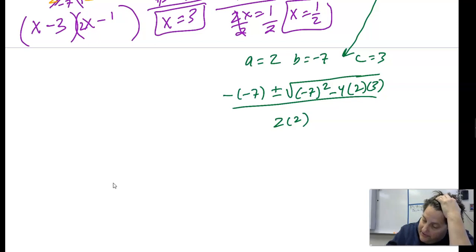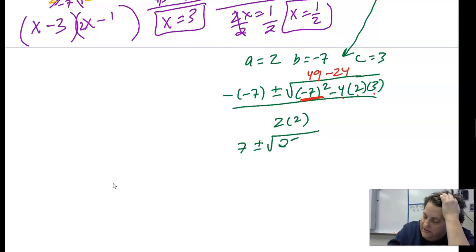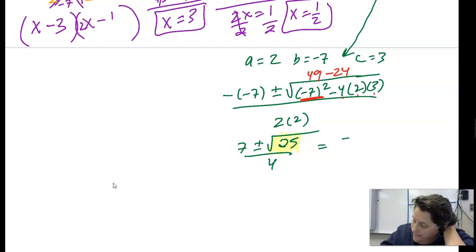So first I'm going to look at this. I'm going to say, okay, that's +7. Now inside my square root sign, -7 squared is 49. 4 times 2 times 3 is 24. And 49 minus 24 is 25. Now, because this is a perfect square, I'm going to go ahead and take the square root of 25. So this is going to be 7 plus or minus 5 over 4.